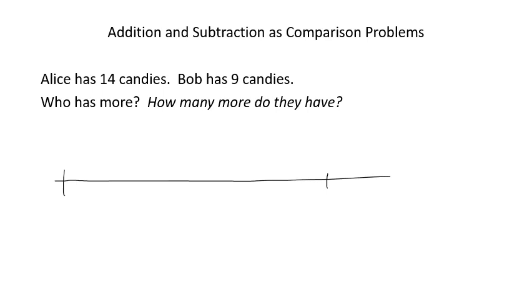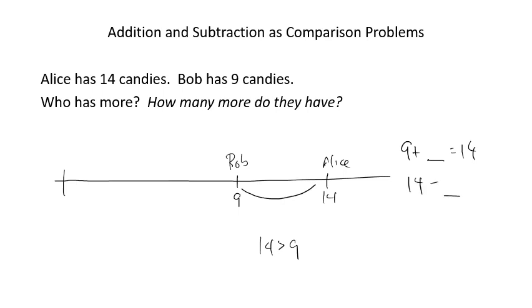So here's Alice, and she has 14 candies. And here's Bob, hi Bob, and he has 9 candies. We can see that Alice has more, because 14 is greater than 9. But then how many more? We would need to figure out what this is in here. We can do this a couple different ways. We could do this as 9 plus what equals 14. We could also do it as 14 minus what equals 9.